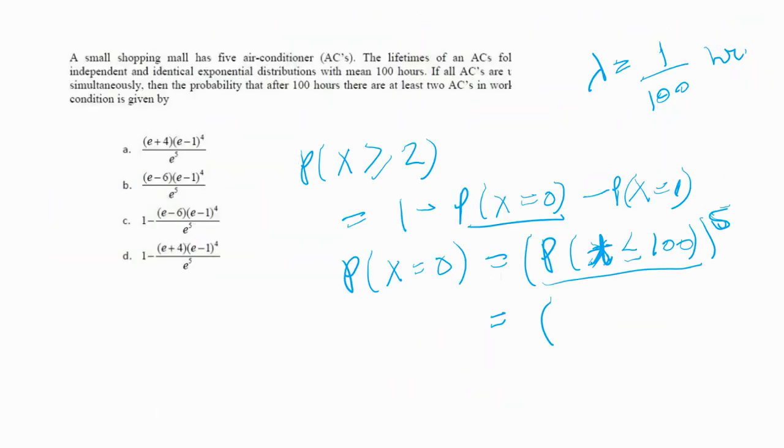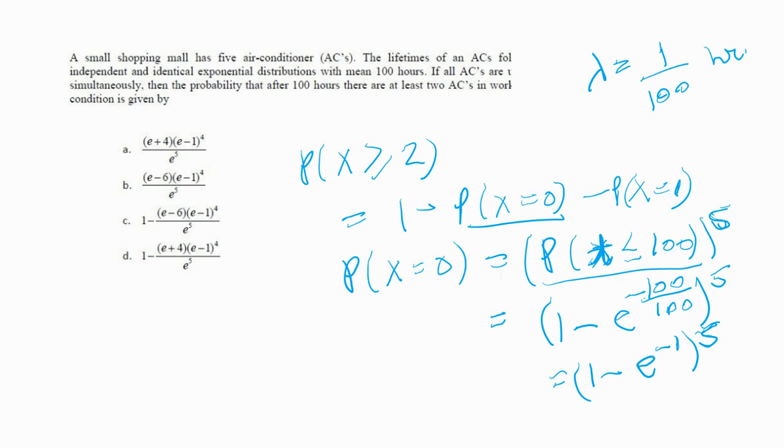So it will be 1 minus e to the power minus lambda, here x is 100, to the power 5. So it will be 1 minus e to the power minus 1 to the power 5.